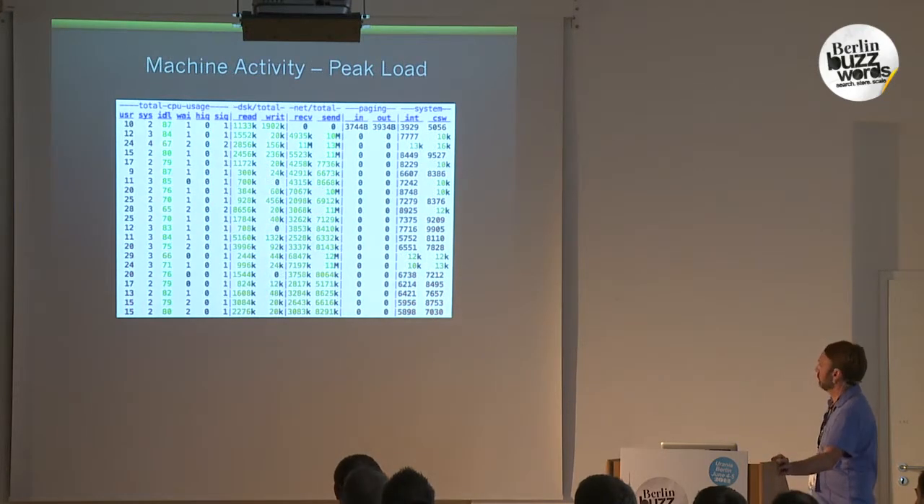And then this is the DSTAT output for peak load. As you can see, there's more CPU time. Although the disk and the network, you know, the numbers have increased, but they're still way below capacity. But what's interesting over here is the number of interrupts and context switches has shot up dramatically.